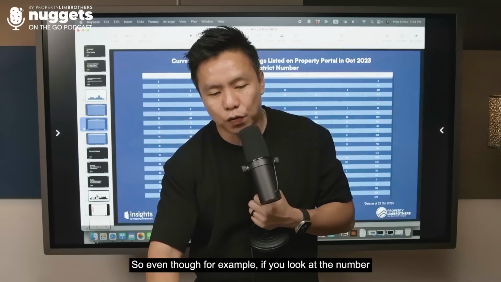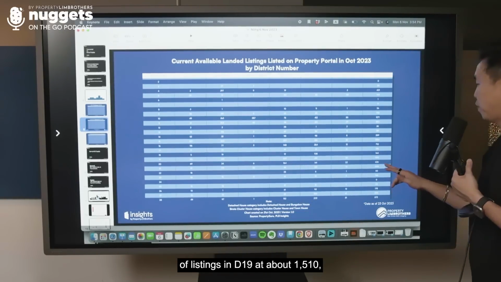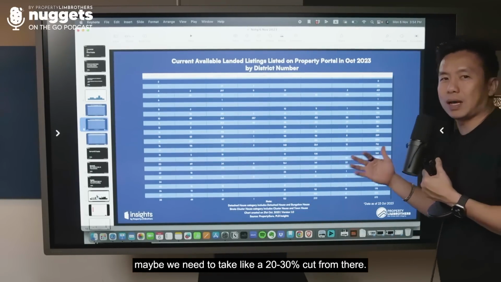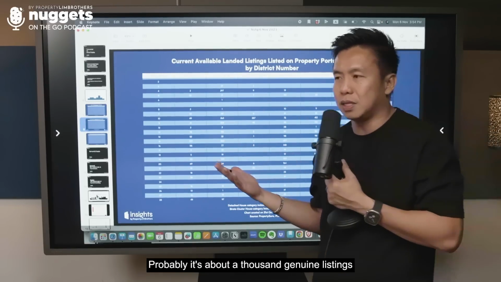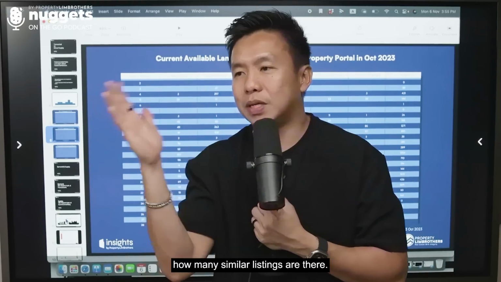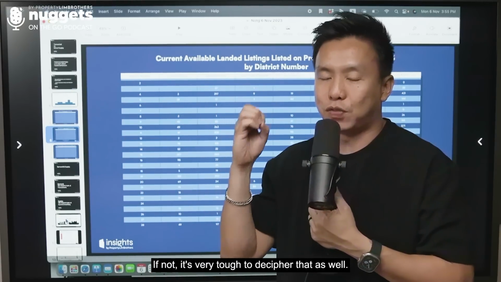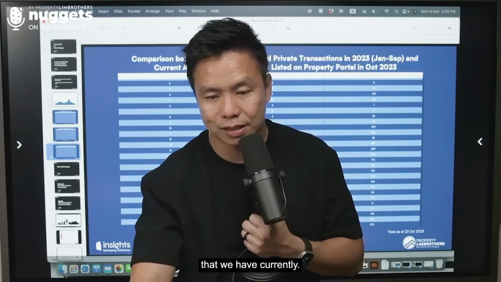So even though, for example, if you look at the number of listings in D19 at about 1,510, maybe we need to take like a 20-30% cut from there. Probably it's about 1,000 genuine listings, unless we have an AI tool to decipher how many similar listings there are. If not, it's very tough to decipher that as well. But for today's context, let's just look at the data that we have currently.